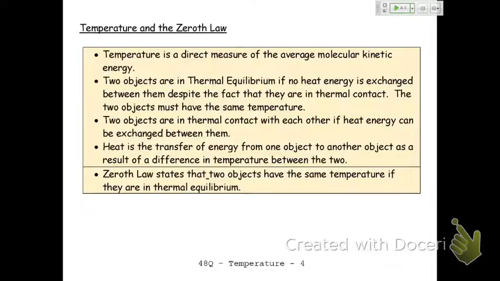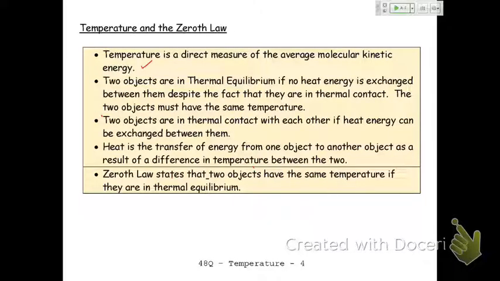So let's talk about temperature and the zeroth law. Temperature is a direct measure of the average molecular kinetic energy. Well, we know that now. They just knew that temperature was hot or cold. We now know it's basically, in a solid, how much the molecules vibrate. Or in a liquid, how fast the molecules move. Or in a gas, how fast the molecules move between colliding with the walls of the container.